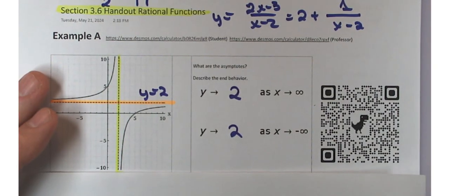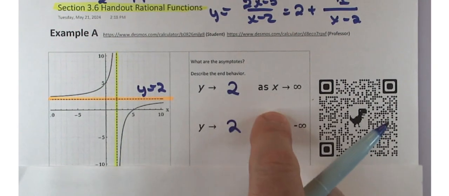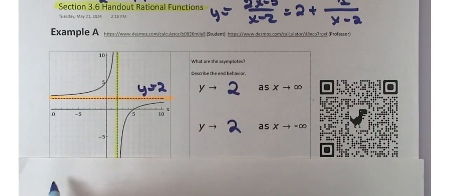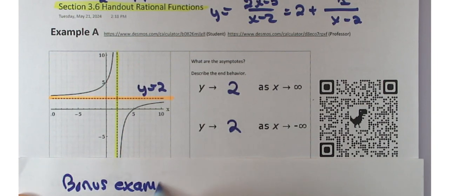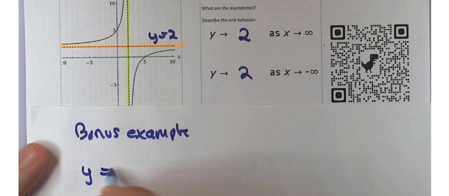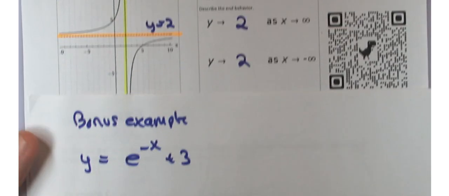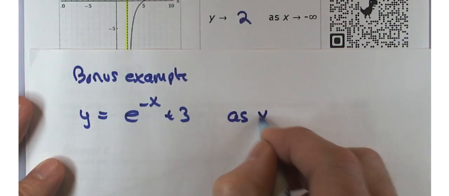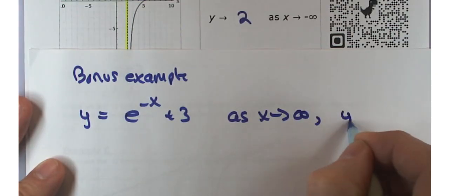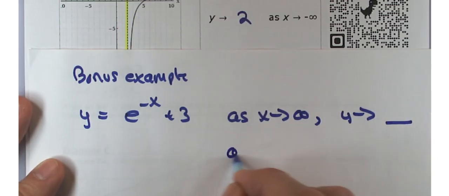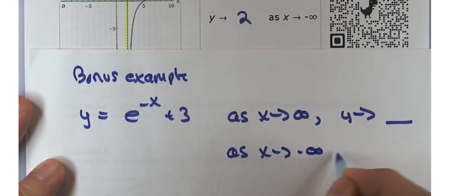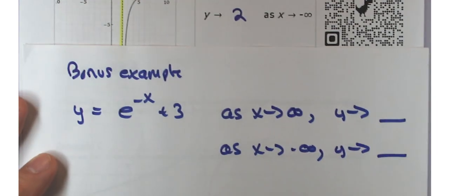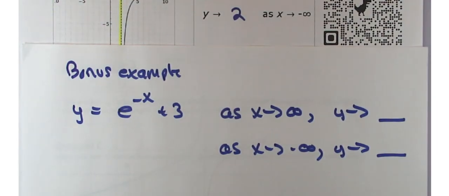Let me throw in a different example of this so we can just practice with this notation real quick. So, bonus example. Let's do the function y equals e to the negative x plus 3. And I want to look at two things. As x goes to infinity, where does y go? As x goes to negative infinity, where does y go? So it's going to help us to look at the graph of this function.